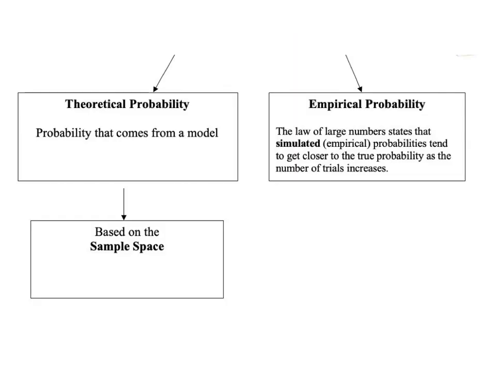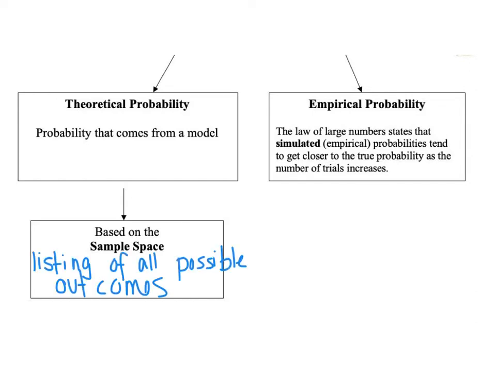There are two major types of probability: theoretical and empirical. Theoretical is probability that comes from a model, and it's based on a sample space, which is a listing of all possible outcomes. Often we make tree diagrams to see that. Empirical probability is sometimes more informally referred to as experimental probability. It's when we actually simulate an experiment. The law of large numbers states that the simulated or empirical probability tends to get closer to the true probability as the number of trials increases. So if we don't know the probability of something occurring, we can simulate the event. And if we do it many, many, many times, then we know that over time it's going to get closer to theoretically what's actually occurring.